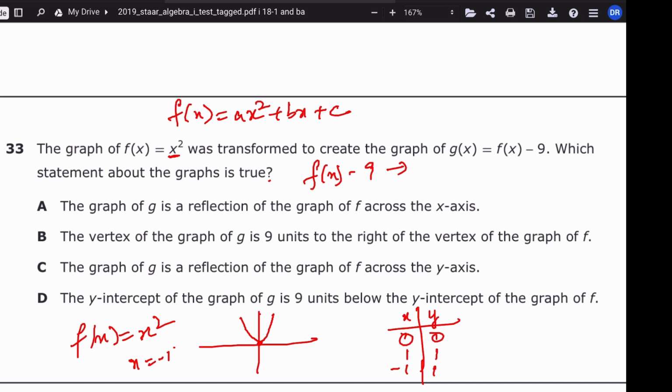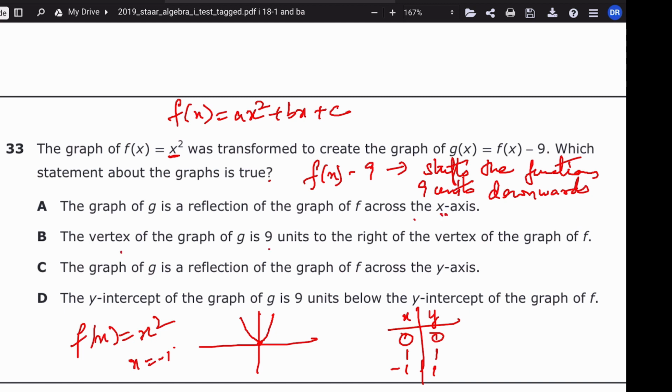So here it shifts the function 9 units downwards. If it was plus 9, it shifts the function 9 units upwards. And if different functions are given, it moves left and right. F of x plus 9, it moves left, and f of x minus 9, it moves to the right. And if it is minus f of x, it gets reflected onto the x-axis like this.